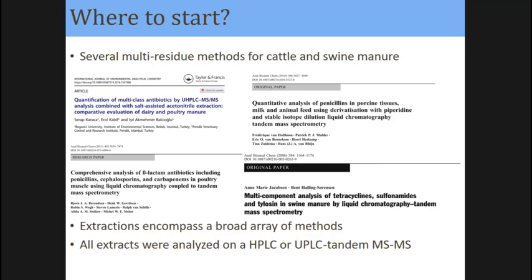Most of these four papers that we've honed in on, their methods were recovering anywhere from 80 to 120%. And so they tout very good recoveries of these different classes and specific types of antibiotics that we are also looking to recover. They use a variety of extraction methods: accelerated solvent extraction, liquid-liquid extraction, solid phase extraction, all these different things that I'll talk about further. But they encompassed a broad array of methods, and all of their extracts were analyzed on an HPLC or UPLC tandem mass spec. So basically, we have that technology. We're going to use these methods so that we can analyze and quantitate using a similar technology to what they are.